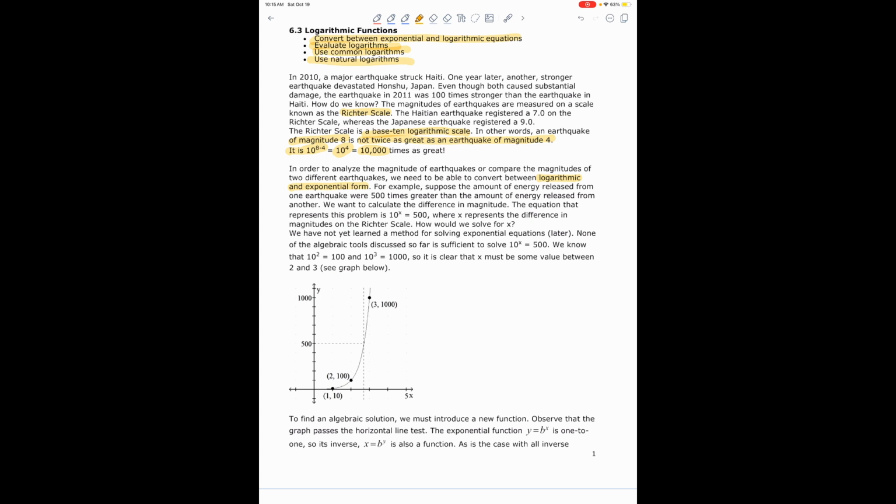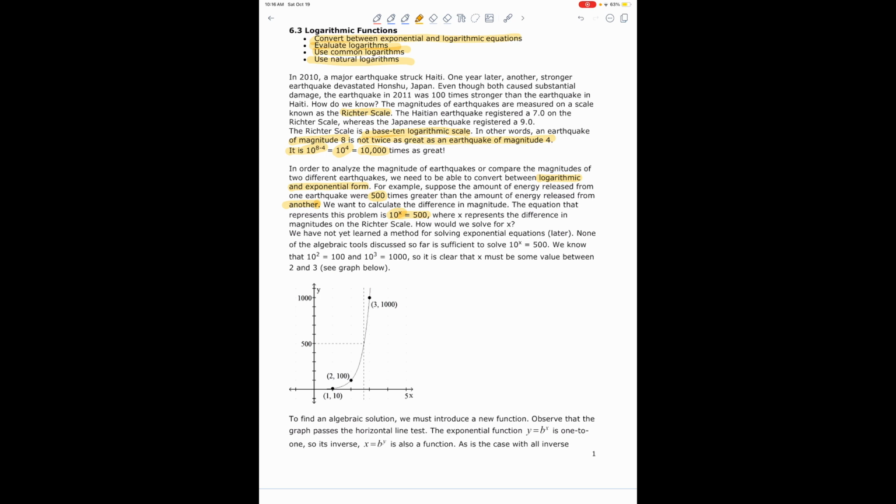For example, suppose that the amount of energy released from one earthquake were 500 times greater than the amount of energy released from another. We want to calculate the difference in the magnitude. The equation that represents this problem is 10 to the x power is equal to 500, where x represents a difference in the magnitude on the Richter scale. How should we solve for x?